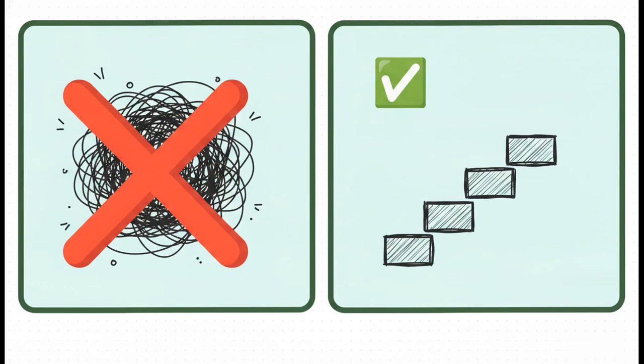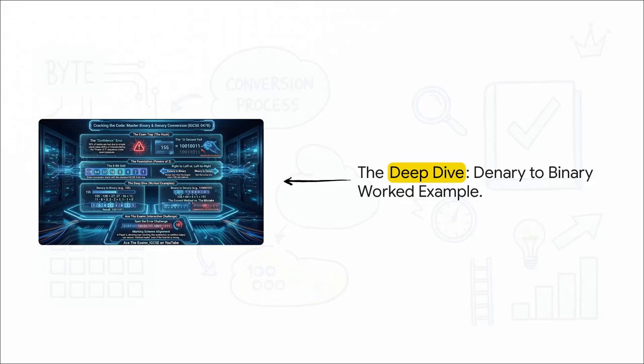You will constantly see flawed methods where students try to do the division process in their heads too early, or they kind of just guess and build the number randomly. Don't do that. The only foolproof exam method is methodical subtraction, and you always start from the largest possible value on the left. Let's do a deep dive with a worked example.